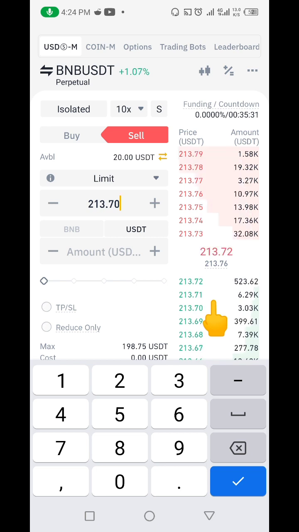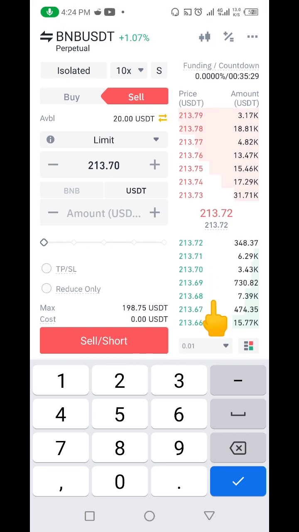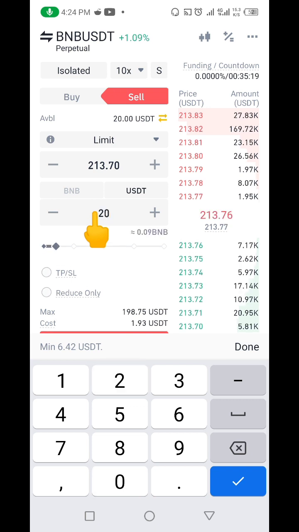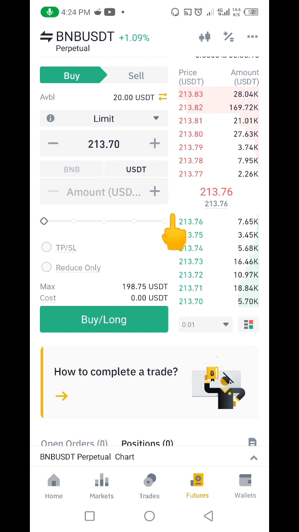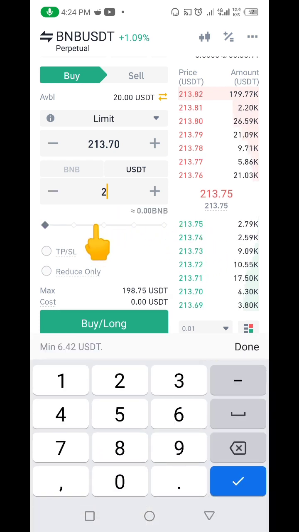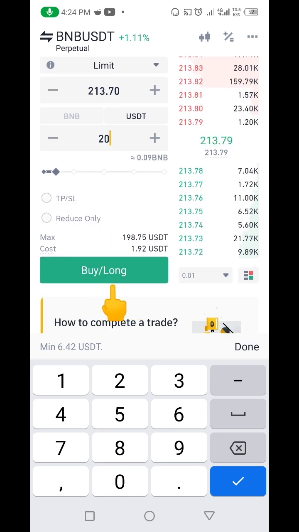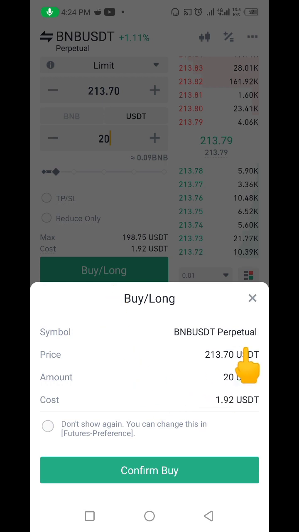So quickly, let me demonstrate that to you and show you how it actually works. If I come down here, I'm going to put in that $20, right? We are buying. So I'm going to come down here and put in the $20. Then I'm going to click on buy. But you can see if I click on buy, it's going to show me everything. You can see the price is 21370. That is the price of the market.